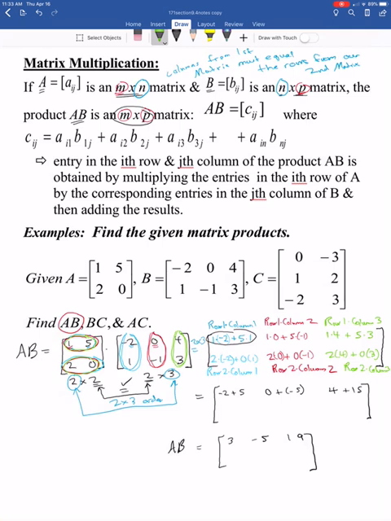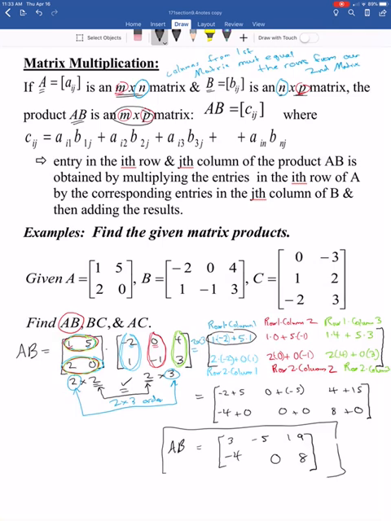All right, so let's write down our results of those. So down here we'll do the arithmetic. So here we got what? 2 times negative 2, that's negative 4, plus 0. Here we got 2 times 0 plus 0 times negative 1, which is 0. 2 times 4 is 8, plus 0. So we got a negative 4, a 0, and an 8. So there's our product, AB.